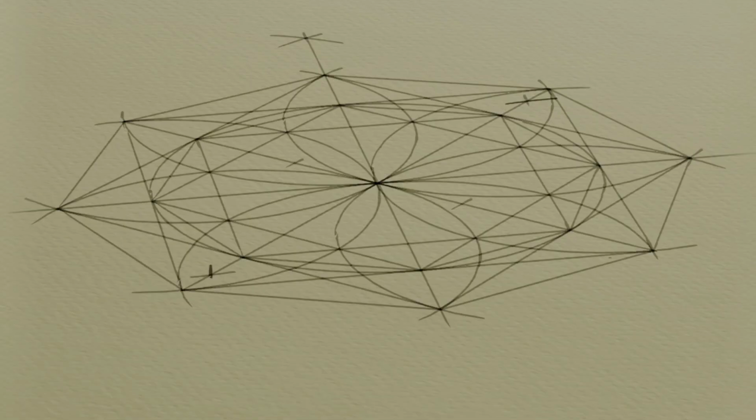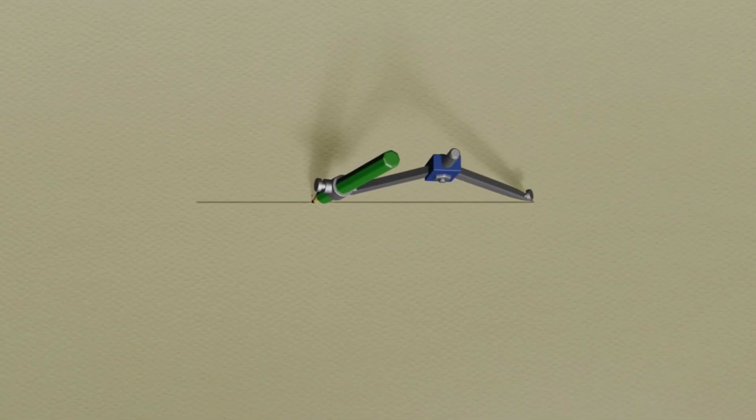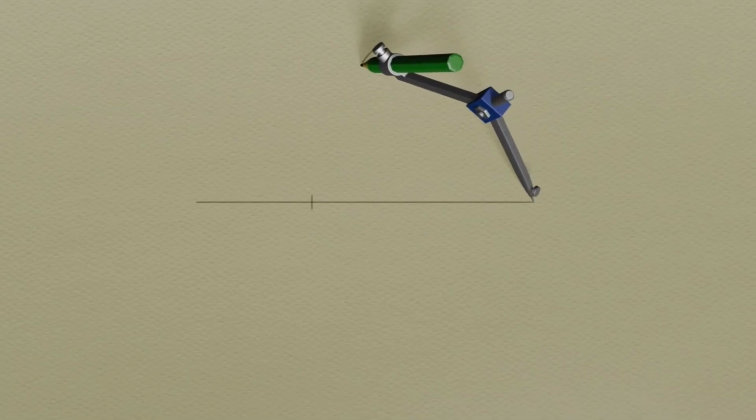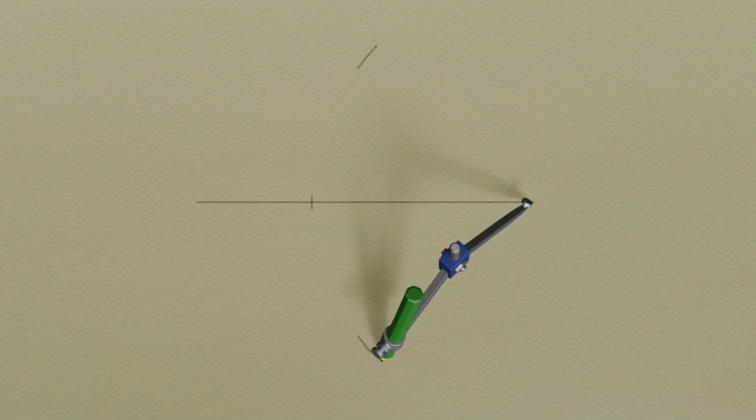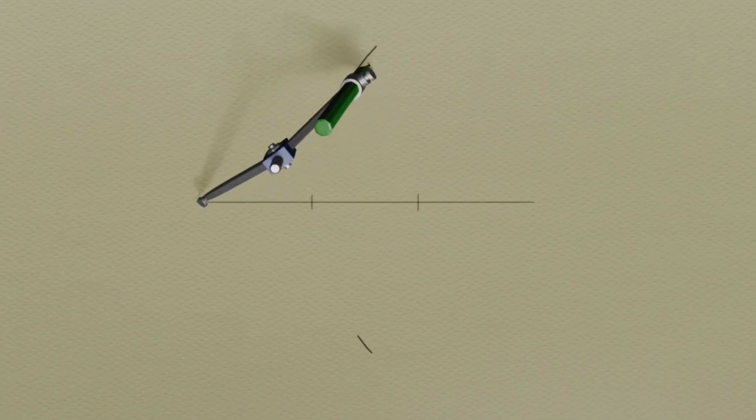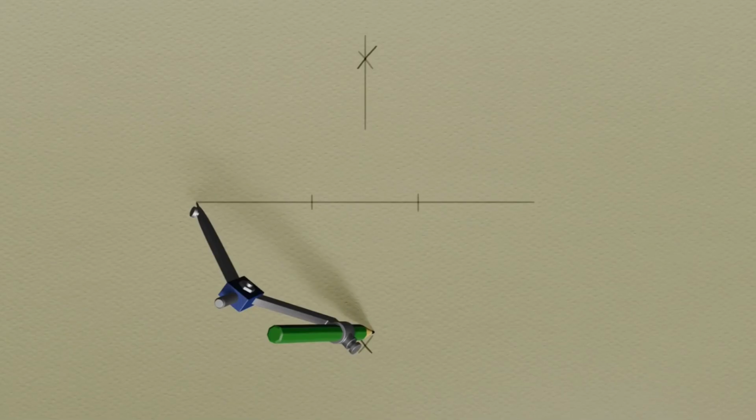Let's get started. We'll begin by drawing a horizontal line. Then, using the compass, place the needle at one end of the segment and open it a little more than half its length. Draw a small arc above and below the line. Repeat the same process from the opposite end of the segment, one arc above and one below. Through the points where the arcs intersect, draw a line that divides the horizontal segment into two equal parts.